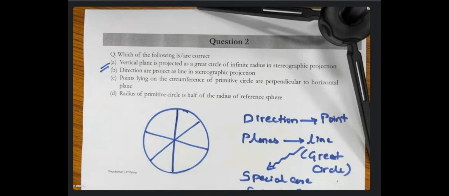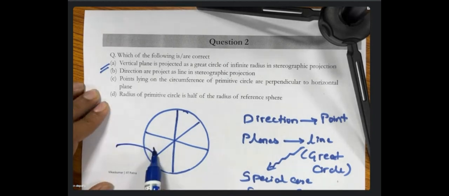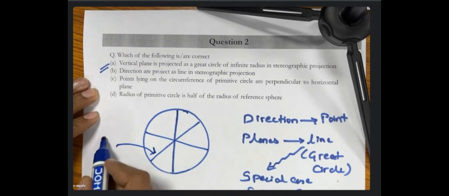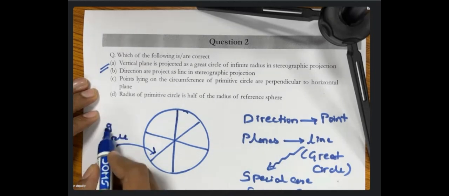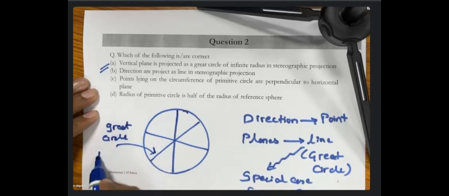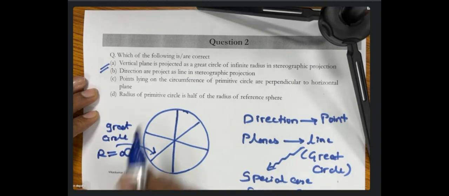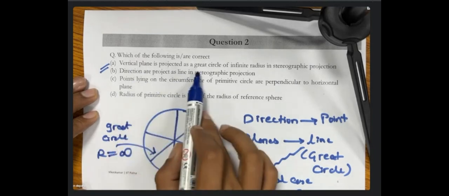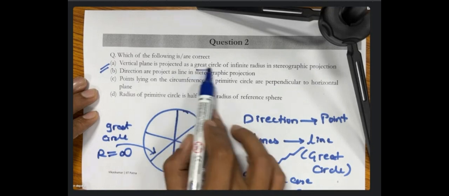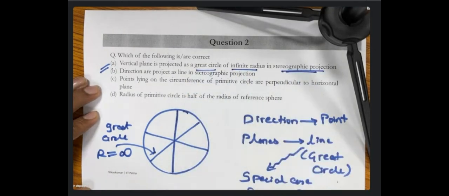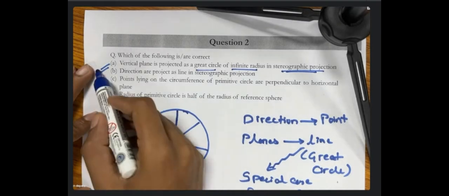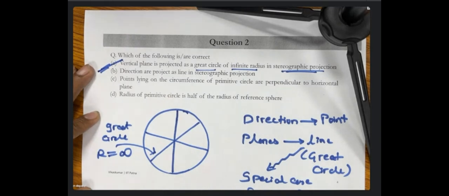But we can call them a circle, and it will be a great circle, but their radius will be infinite. So yes, a vertical plane is projected as a great circle of infinite radius in the stereographic projection. We are talking about the stereographic projection, so option A is a correct option. What about option B?